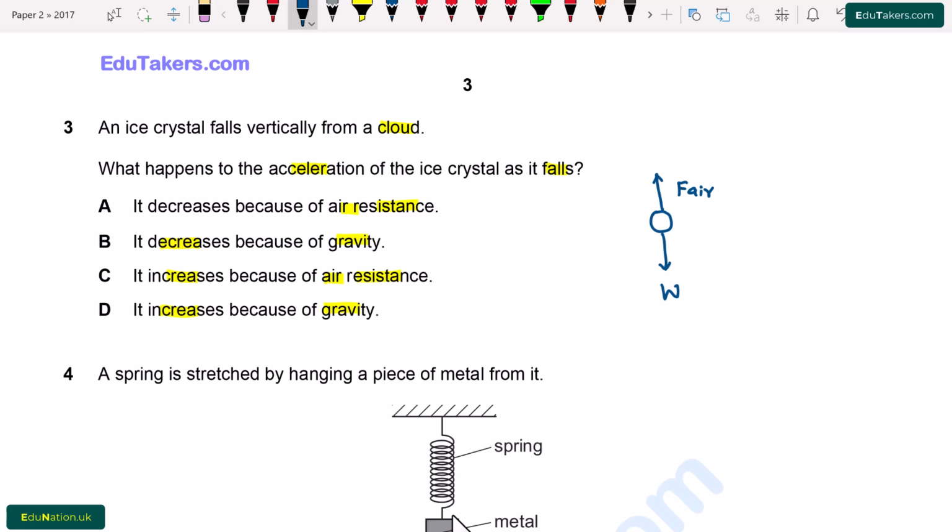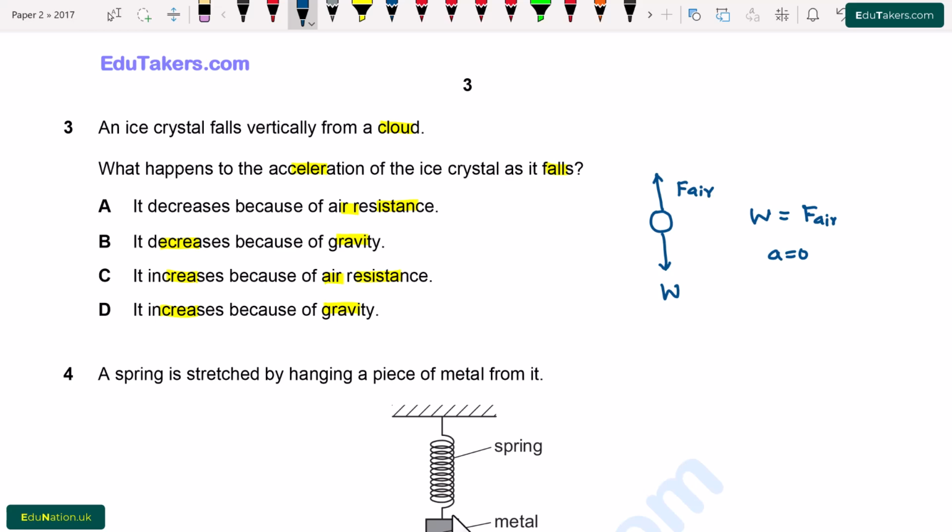Acceleration will be decreased. And when the weight of this ice crystal becomes equal to the air drag, then acceleration will be equal to 0, and it moves with a constant speed. At this moment, the ice crystal gains the terminal velocity. It means that the acceleration decreases here. Now we see the options.